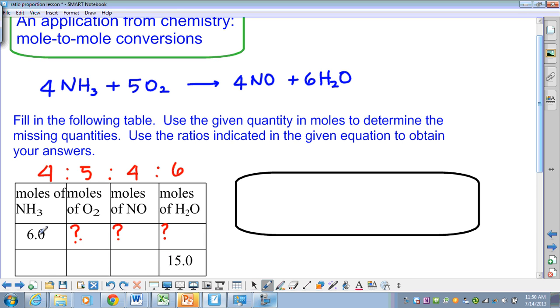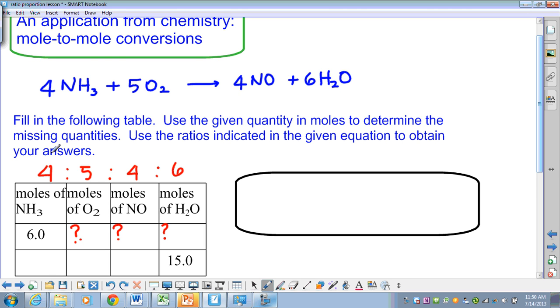So 6.0 moles of NH3 is given. The question is how many moles of oxygen will be needed to react with that based on the given equation. And what we learned in the first section of the video was that the coefficients give you the proper ratio of how things should be. Like the ratio of NH3 to O2 should always be in the 4:5 ratio.